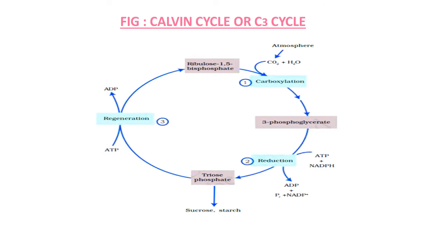And the third and last phase, that is the regeneration phase of the Calvin cycle, we can also study here, where regeneration of this RuBP, ribulose 1,5-bisphosphate, is formed again, so the cycle can continue. So this way the entire mechanism of the C3 cycle or Calvin cycle takes place, which is divided into three stages: carboxylation, reduction and regeneration phase.